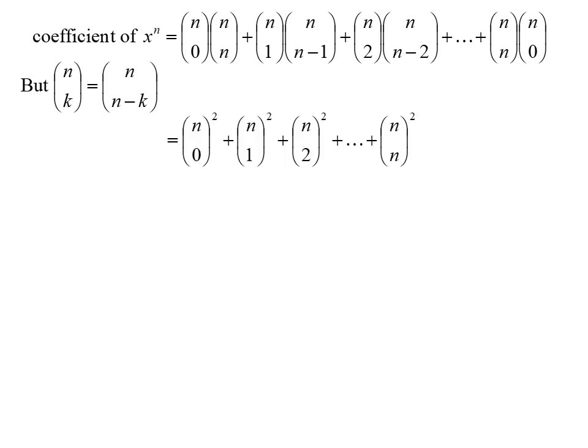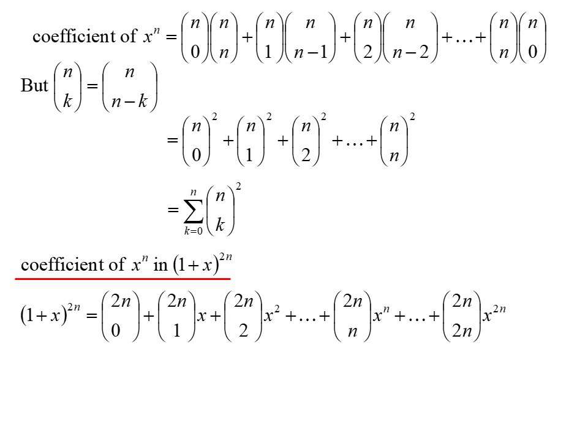And that will create the squares that we're looking for in what we're trying to prove. Okay, so I have one part of what we're trying to prove. I've got the sum from k equals 0 to n of nCk squared. Let's have a look at the other side: x to the power of n in (1 + x) to the power of 2n.